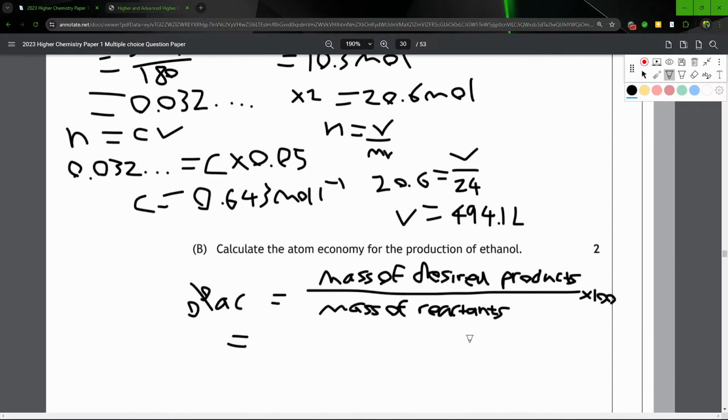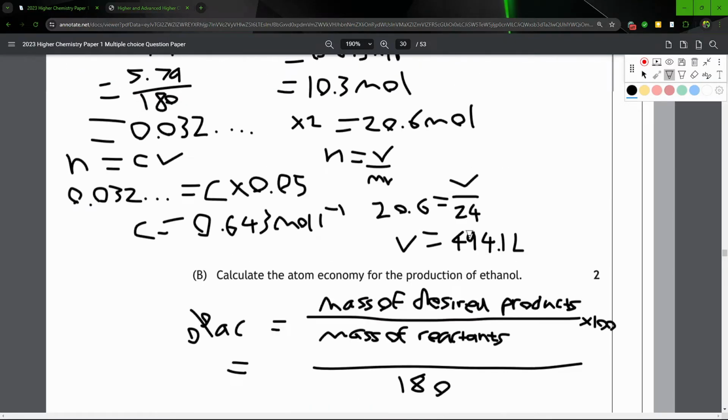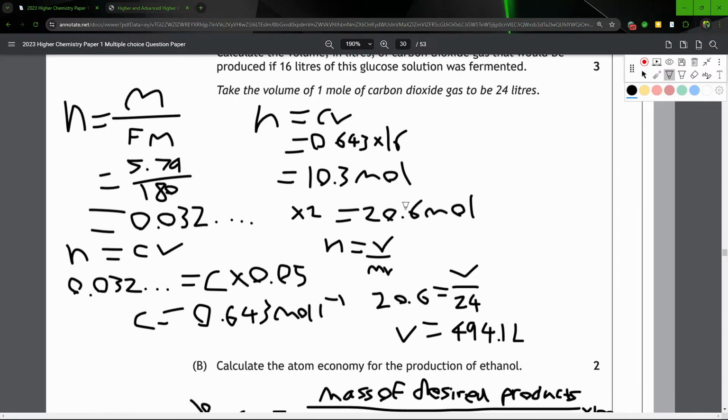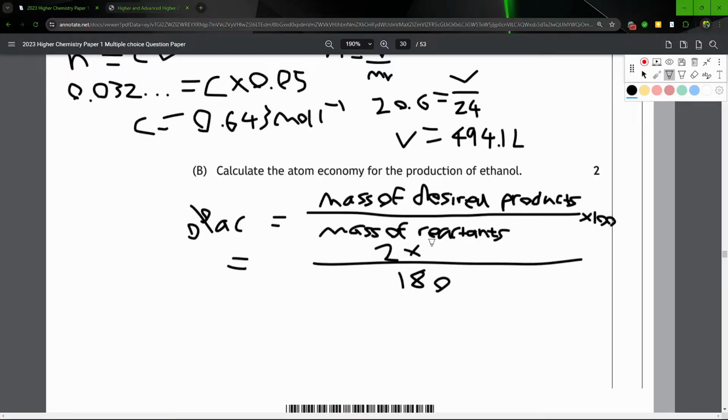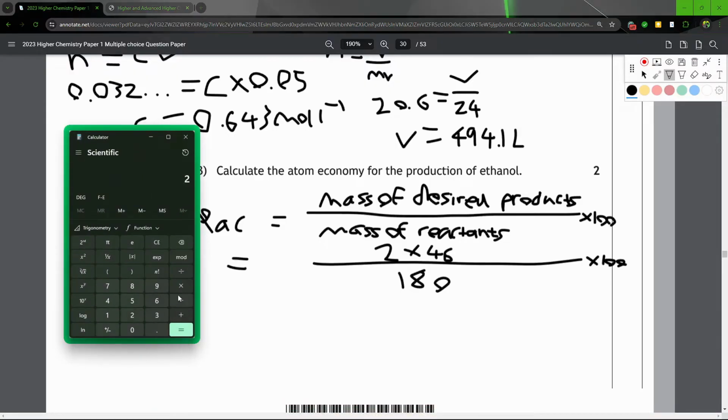So our reactants would be 180, because we're just fermenting glucose, and then we have 2 times 46 of what we want, and the rest is going to be carbon dioxide, and then times by 100. So I've made this fraction far bigger than it has to be. So 2 times 46 is 92, divided by 180, and then we've got to times by 100. We get 51.1%.